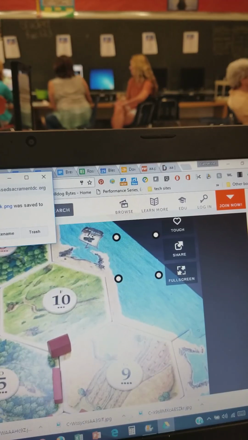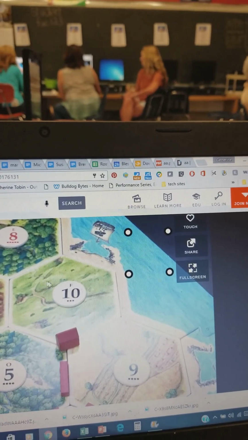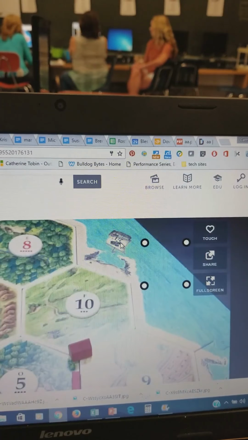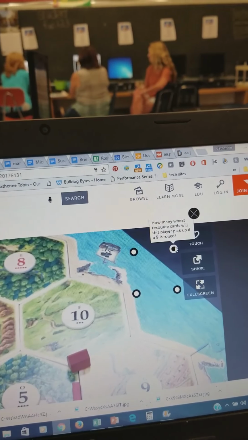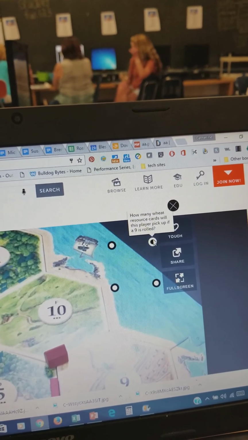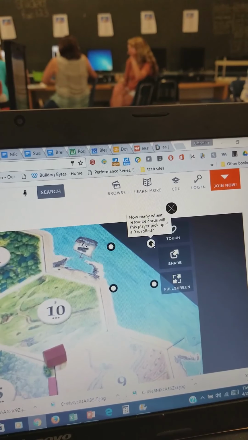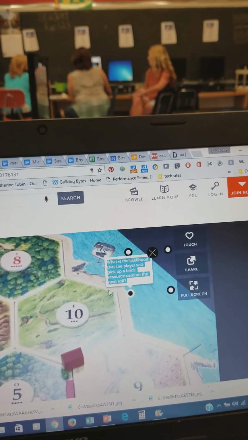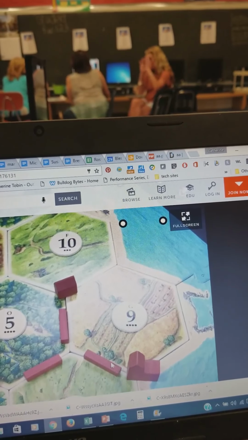Okay, so then if you go to the top corner, these are the sample questions that the students would then generate themselves, and hopefully if you're understanding the core concept of the game, you can do them. So if you go to the top right icon, it asks how many wheat resource cards will this player pick up if a 9 is rolled? They would pick up 3 because they have one of the big cities and one of the little houses, which would mean 3 wheat cards.